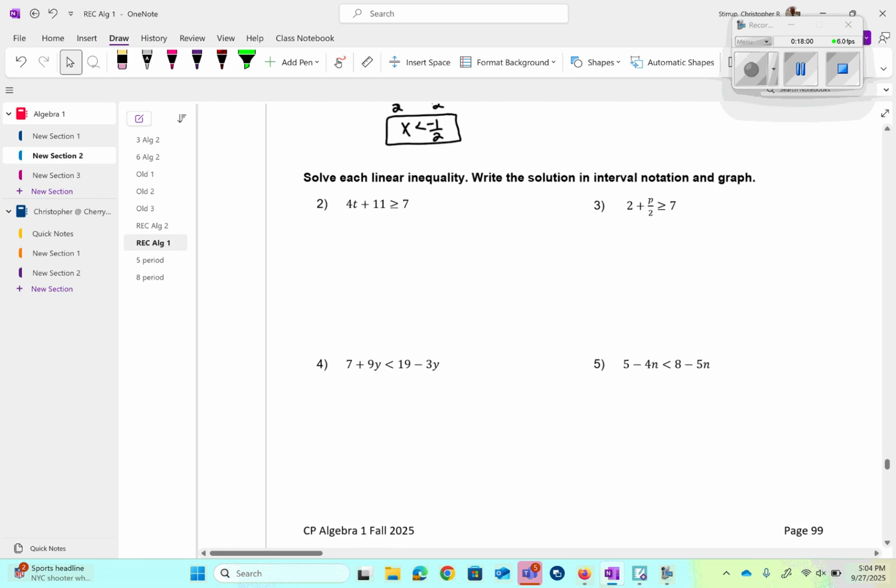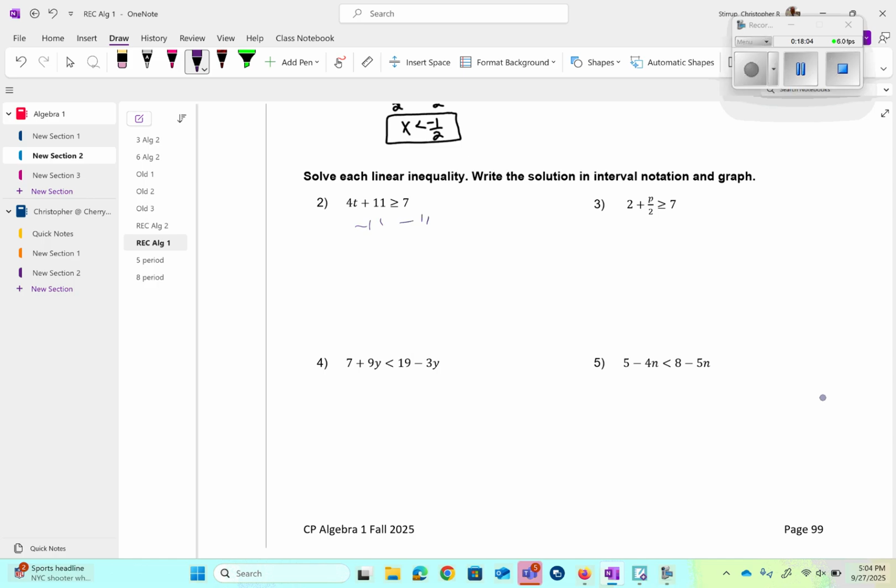All right. Number 2, solve for t, subtract 11 from both sides. So I get 4t is greater than or equal to negative 4. Divide each side by 4. So t is greater than or equal to negative 1. So I want values bigger than negative 1 and also equal to. So there's my interval notation. And if we graphed it, we'd get negative 1 here, we get 0, we'd have a solid dot here, and we have it shading to the right.